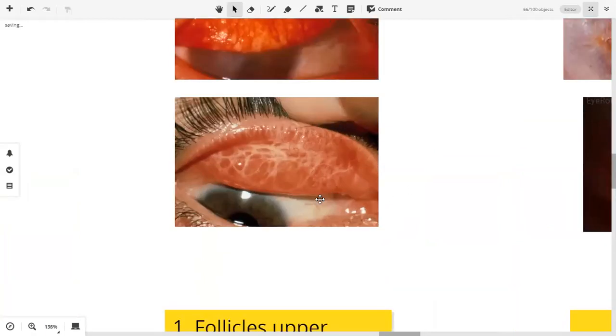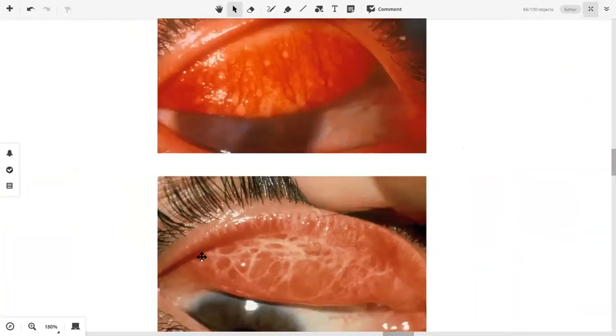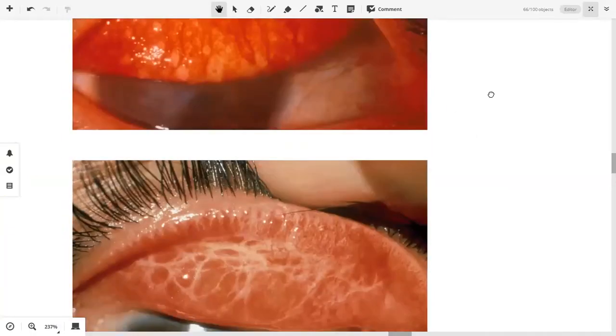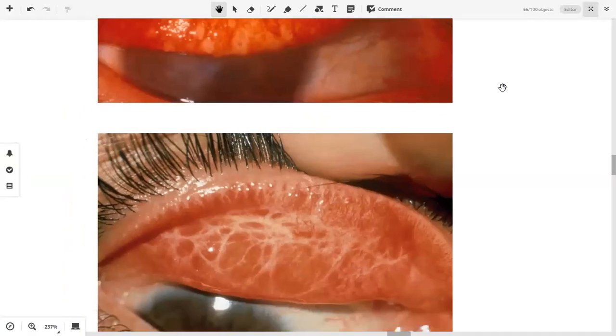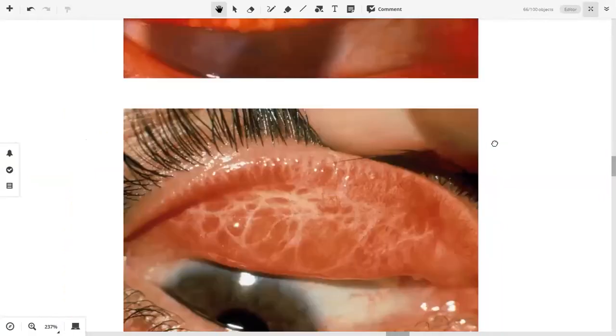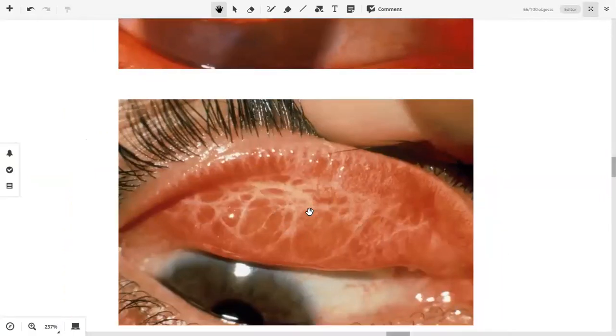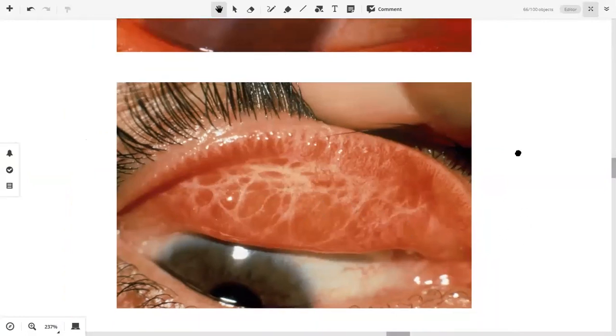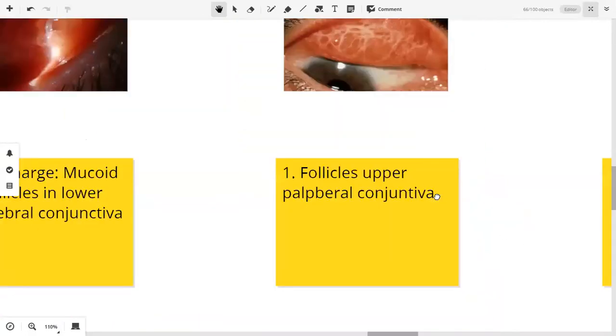In the second picture, what do you see? Or what do you think is different from this upper picture? It's pale. Excellent. One more thing. The blood vessels are not present, right? You cannot see those blood vessels which you were seeing over here. It's pale. The blood vessels are absent. And secondly, there are these whitish bands. Yeah, whitish bands are running across the upper tarsal or the palpebral conjunctiva.